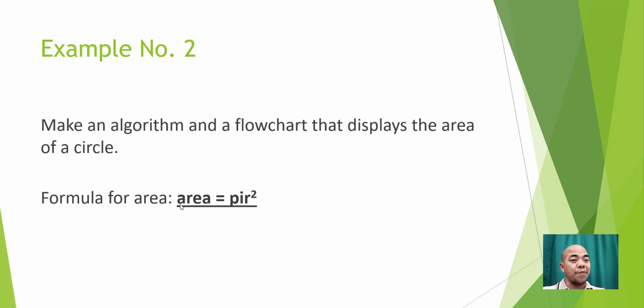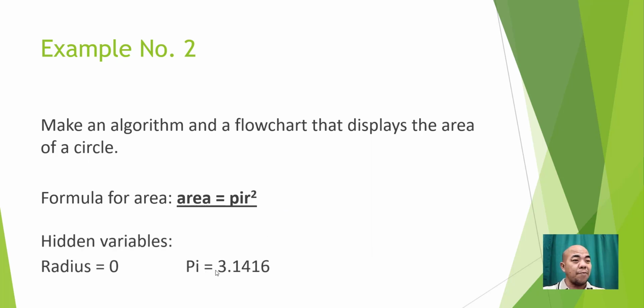This is the formula for the area of a circle. So, here are the hidden variables, the radius and the pi. Now, what's the significance? Why are we going to identify what the hidden variables are? It's because without these hidden variables, we cannot compute the area of a circle. Okay? It wouldn't be complete.